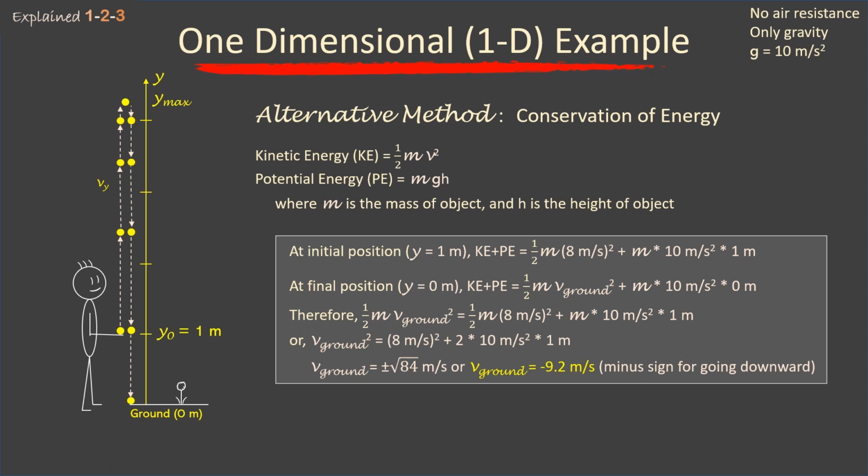We can also use this conservation of energy to solve the previous problem of what the velocity is when the ball hits the ground. I don't know about you, but I find this method is much easier. All we need to do is have the total energy, or KE plus PE, remain constant. In this example, we find KE plus PE at y of 1 meter, and then again at y of 0 meter when the ball hits the ground, and we can get the velocity, v sub ground, directly in a single step. It comes to 9.2 meters per second, and we know that it has to be negative because the ball is going downward.